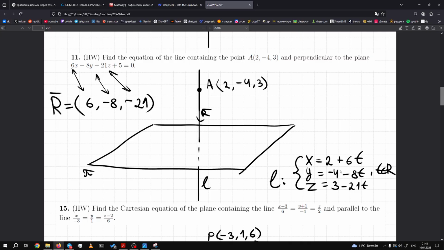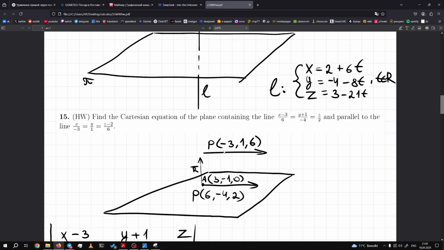Then you can write the equation of the line. That's all. But this is three-dimensional space. This may be difficult with this, but it's really easy.